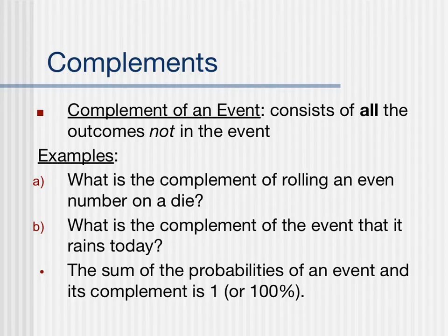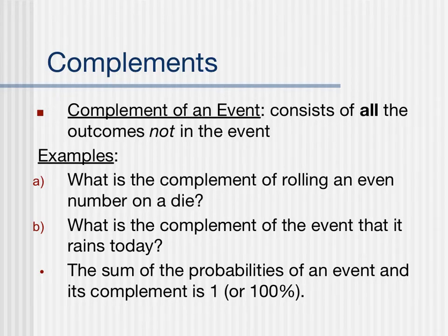So think about the complement of rolling an even number on a die. So we've got 3 out of 6 even numbers. So the probability of rolling an even number is 3 out of 6. The complement of that, which would mean the probability of not rolling an even number, would also be 3 out of 6. And they should add up to 1 if you think about it.